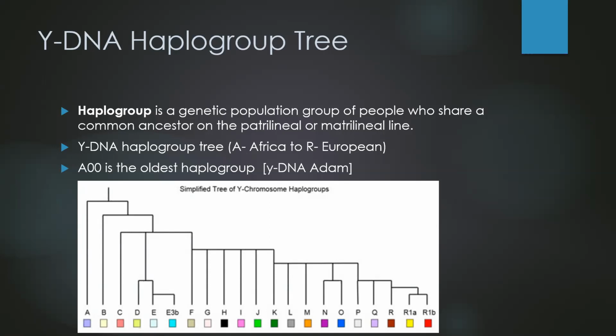The oldest haplogroup, A00, is the oldest, and that's Y-DNA Adam. And we don't talk about Adam necessarily in the biblical sense, but we talk about Adam in the first man sense. And so as you move across from A to R's, what you'll find is that this very nicely mimics the general migration pattern.